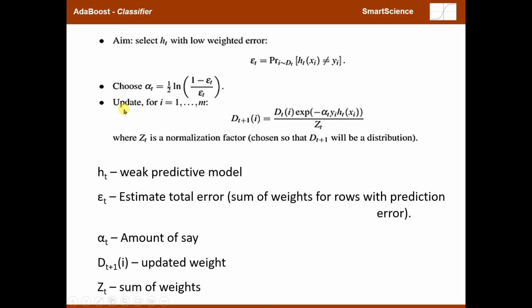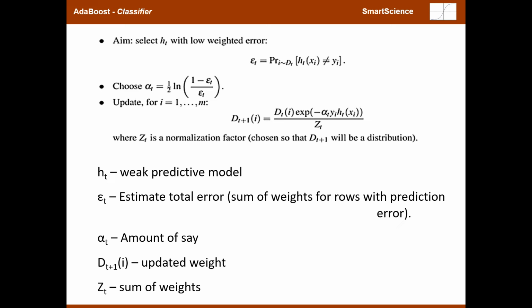Then what we are going to do is, for each observation, that is i equals 1 to m, we are updating the weights. So the new weight is the old weight multiplied by this term, where this term contains the amount of say and the multiplication of our actual label multiplied by the prediction. Now an interesting thing happens when our prediction is correct. This multiplication yi into ht will be 1.